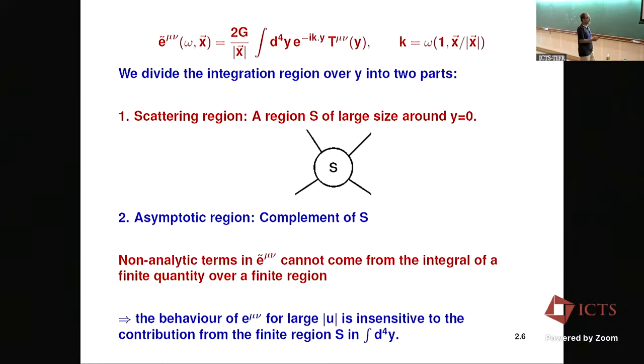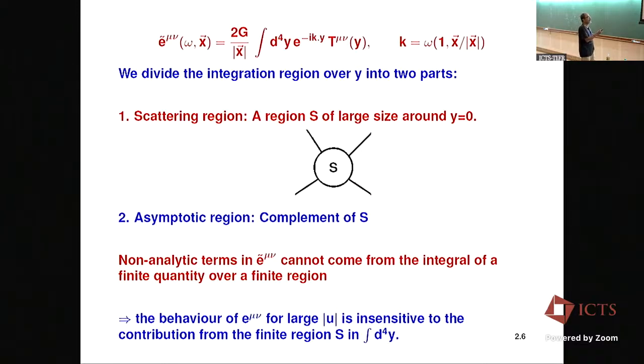And now the idea is that if we are looking for non-analytic terms in E tilde, right? Recall non-analytic terms means that if we take sufficiently large number of derivatives with respect to omega and then set omega equal to 0, it should diverge. Now as you take derivative with respect to omega, omega appears here, right? K is here. So as you take derivative with respect to omega, you bring down powers of y.